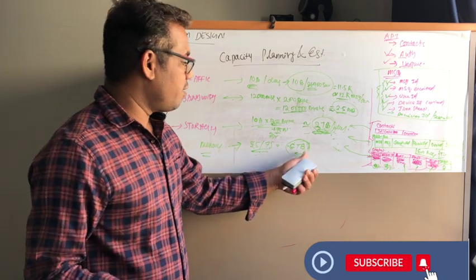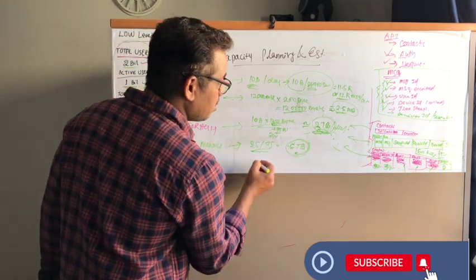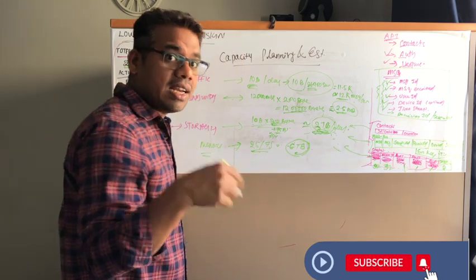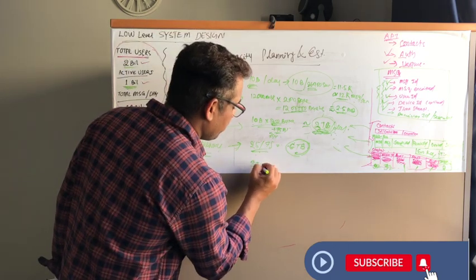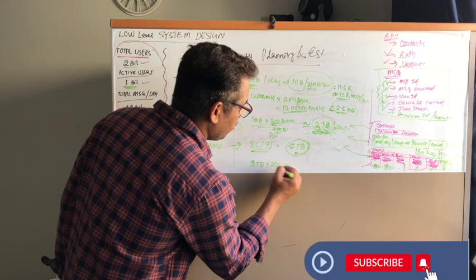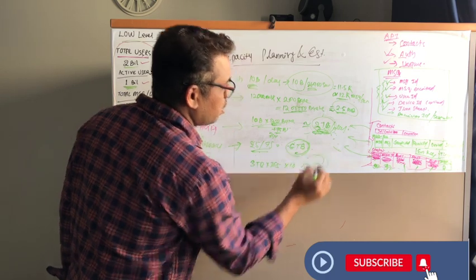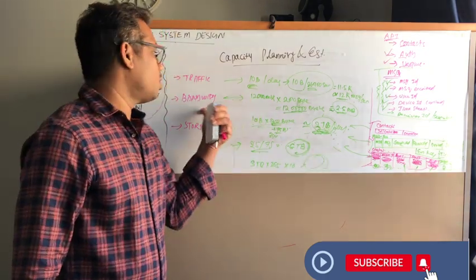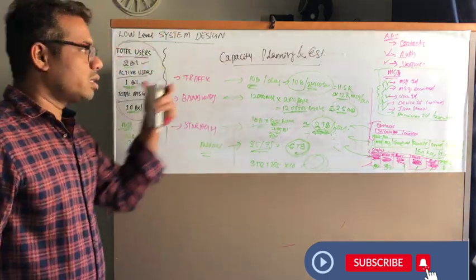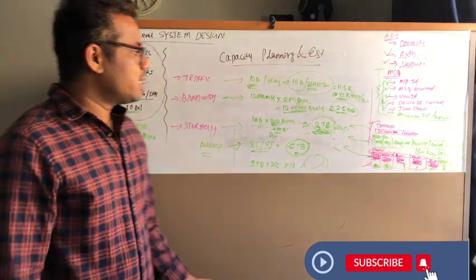We will need this every day, and when we calculate the storage required for the next 10 years, we can calculate it as 3 TB into 365 into 10. That is the total storage space we need for the next 10 years if the same number of users deal with the system. So yeah, this is all.